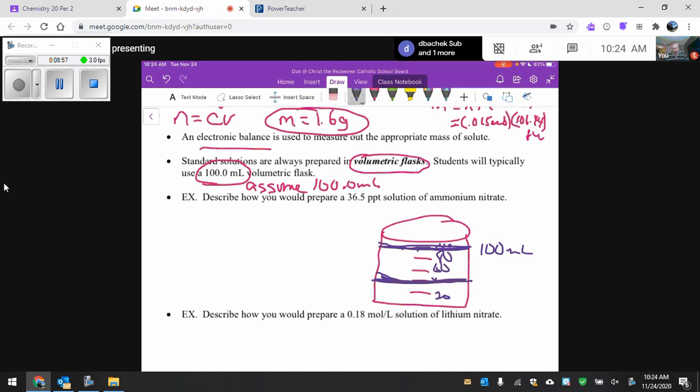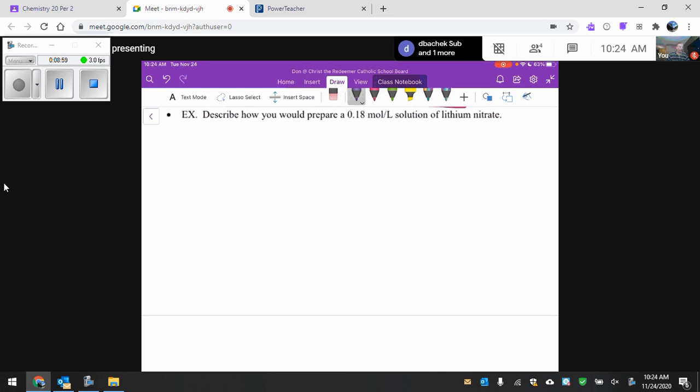We're actually going to go right to this example. We're going to skip that other one. We're going to go right to here, okay? So this one now says describe. Now, if we have to describe, we're going to have to write down 4 additional steps, but they want you to describe how you would prepare this 0.18 molar solution of lithium nitrate, okay?